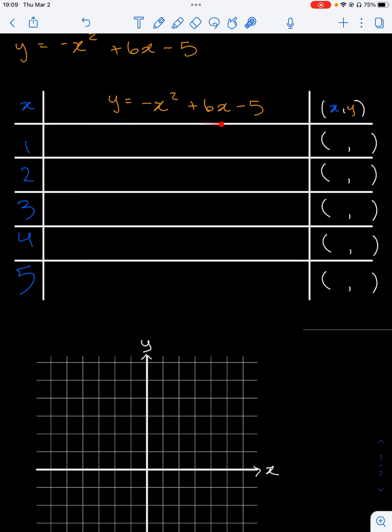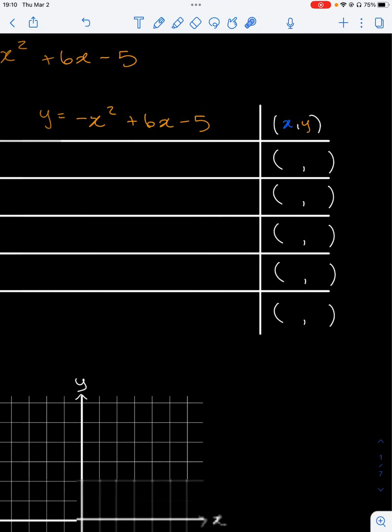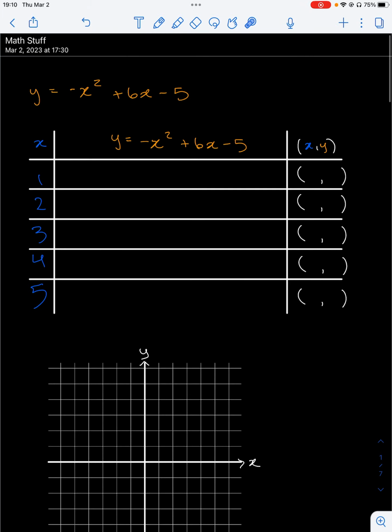Negative x squared plus 6x minus 5, and then on the right-hand side, I have a coordinate pair of x comma y, as we would traditionally use, and then the blank spots here to write them for the actual points. All right, now some students are always unsure about what to do in this situation, but never fear. Here, it's actually rather structured for us, pretty simple to use.